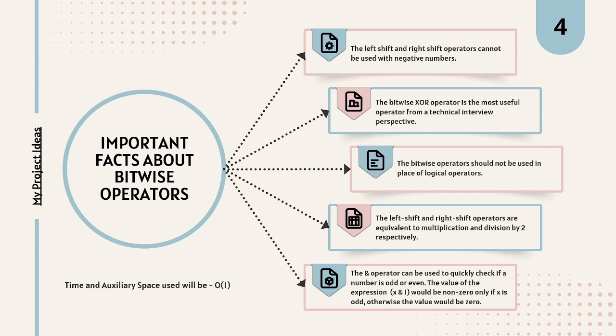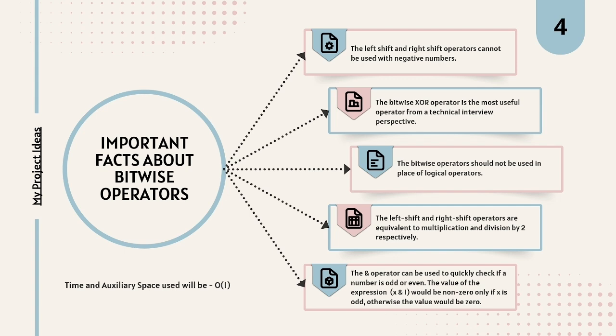It's very important. The bitwise operator should not be used in place of logical operators. Wherever you feel the need for logical operators, go for it. Do not confuse bitwise operators with logical operators. The left shift and right shift operators are equivalent to multiplication and division by 2. This also we discussed in the previous video. So if you want to multiply or divide something by 2, it's better to use the left shift and right shift operators.